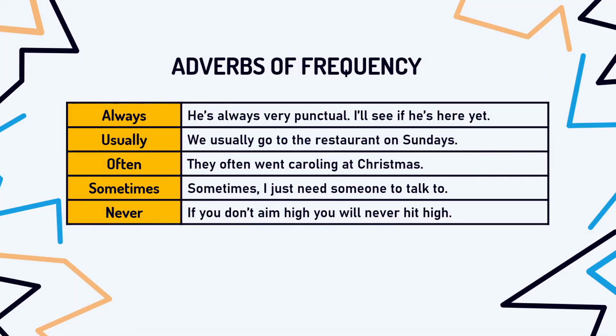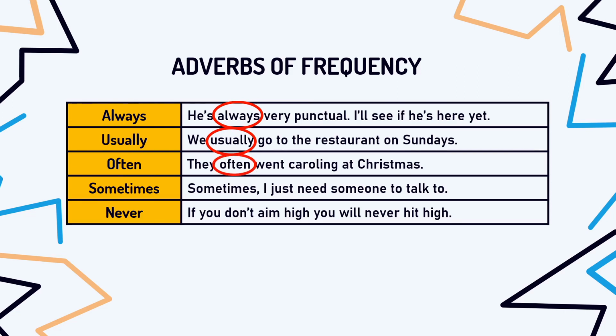Let's look into adverbs of frequency. For example, we're going to have the word always. He's always very punctual. I will see if he's here yet. So for adverbs of frequency, always means all the time. Number 2, we usually go to the restaurant on Sundays. Usually is almost all the time, might be lesser than all the time.